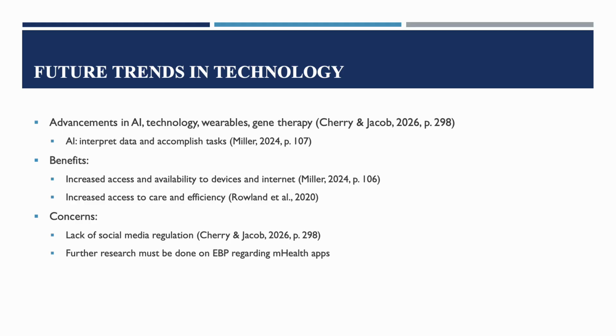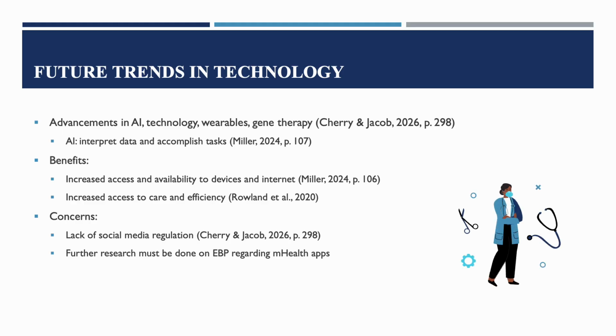Future trends in technology. Technology is evolving rapidly, and that includes in the healthcare setting. Advancements in AI, technology, wearables, and gene therapy are increasing every day and are helping patients become a member of their own healthcare team. Such as with AI, wearables, and home monitoring systems, patients can monitor their blood glucose continuously and blood pressure daily and transmit it efficiently into electronic health records for clinicians to interpret. AI helps the healthcare team interpret data and accomplish tasks, highlighting critical values.